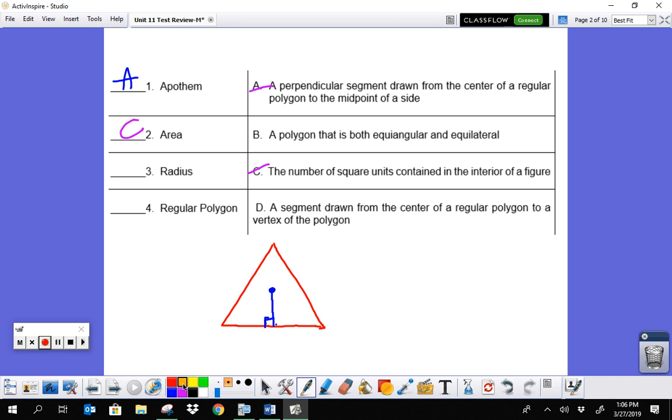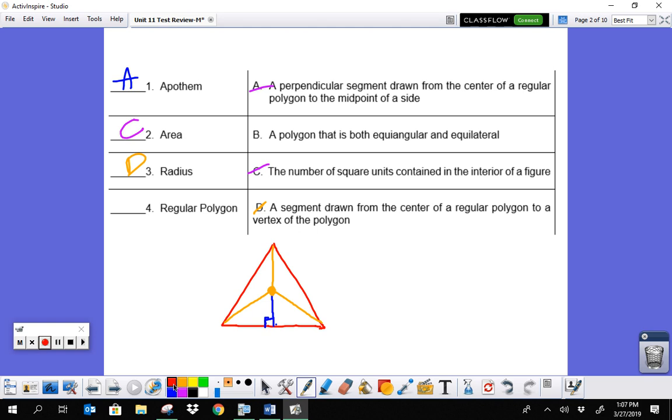A radius, just like the radius of a circle, the radius of a polygon also starts in the center. And it's drawn from the center, though, to a vertex. So you've got these 3 vertices in this triangle. Those are called radii. So that would be D.